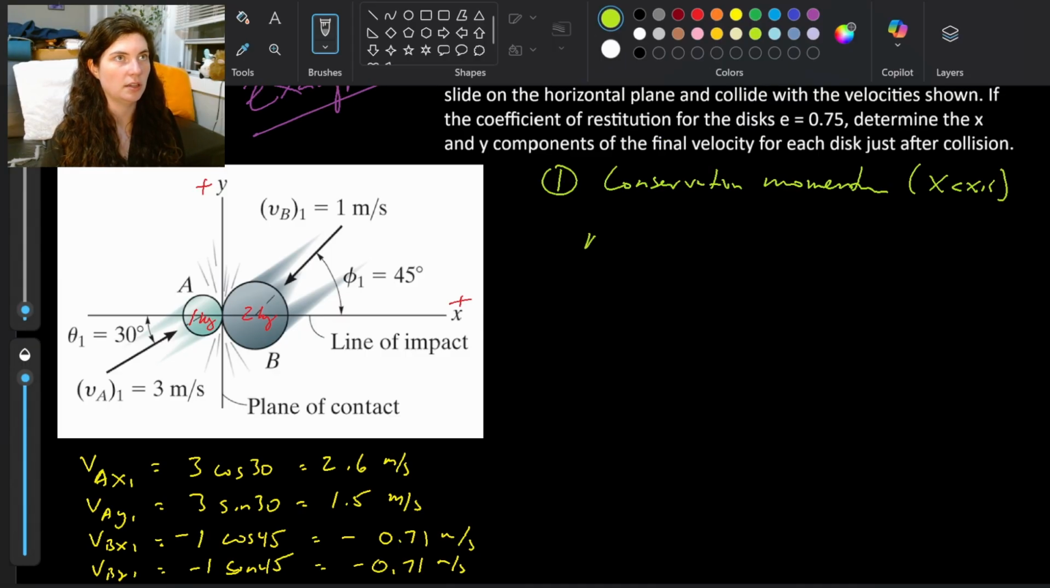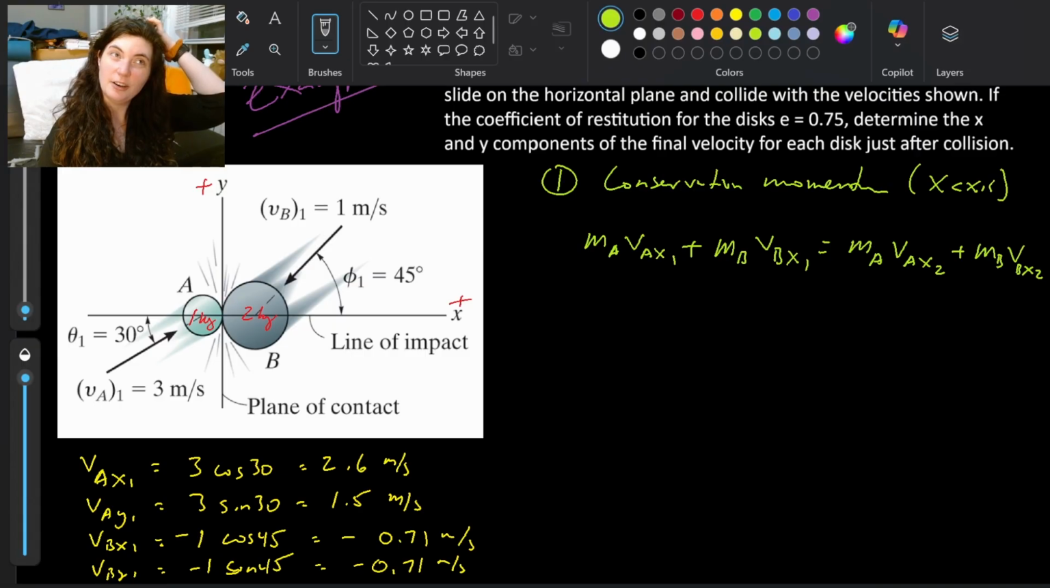And so that's going to be ma times vax1, right? So initial velocity in the x direction, plus mb times vbx1. Those are my initial momentum for A and B, equals the final momentum, and we're going to assume that they just bounce off of each other. ma vax2 plus mb vbx2.